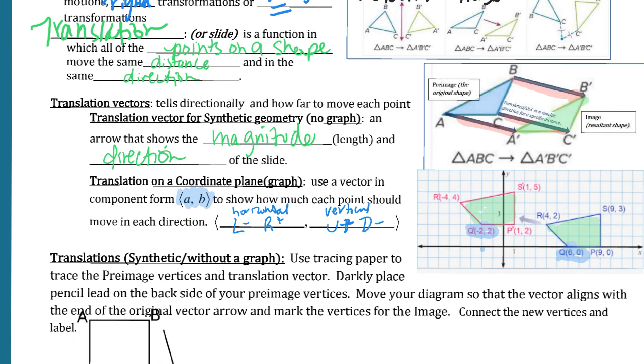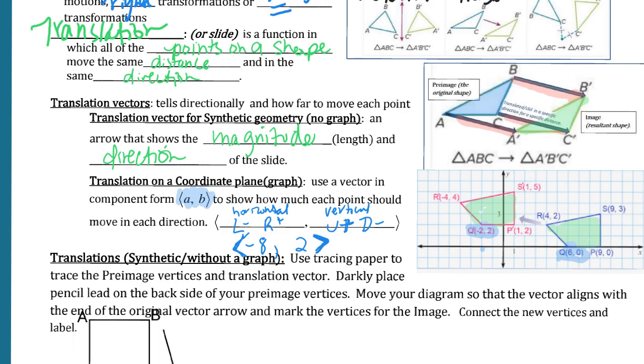And so on this one, you go left 8, so you would go negative 8, and you go up 2, so you would do a positive 2. And you put it in these little angular brackets. That's not a point, that's a direction, a vector to say, hey, take your point and shove it left 8 and up 2, and that's how you get from point A to point B, from your pre-image to your image.